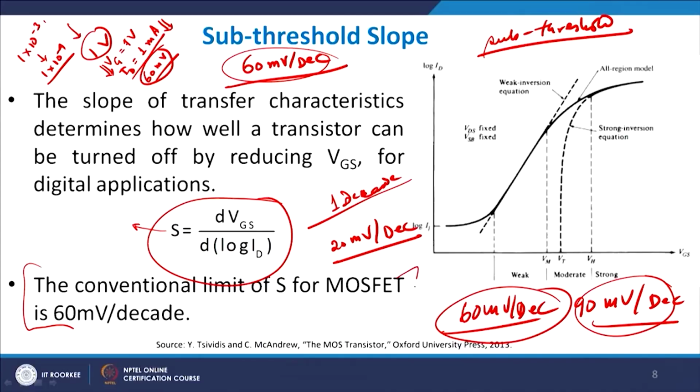The conventional limit for subthreshold slope is 60 millivolt per decade, at T equals 300 Kelvin. We define this as the conventional value. With this knowledge, let me recapitulate the basic equations which you have to remember from next time onwards, to make it easier for you to understand.